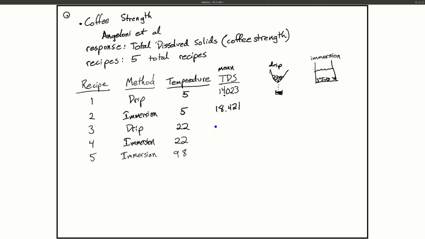For recipe 3, the mean was 18.004. For recipe 4, the mean was 22.746. And for recipe 5, the mean was 27.351. Now we also need to get a sense of the variability here. And so the authors of this paper also provide the sample standard deviations.